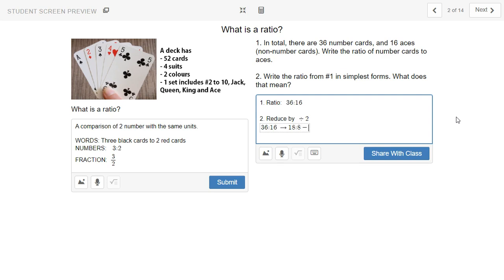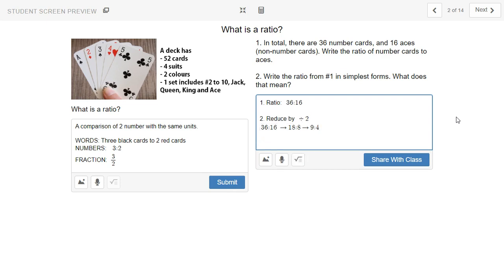Now, this is still both even numbers. I can reduce it some more, 9 to 4. Now, what does it mean? It means that the ratio of cards with numbers to non numbers is 9 to 4. For every 9 number cards, there's 4 aces.